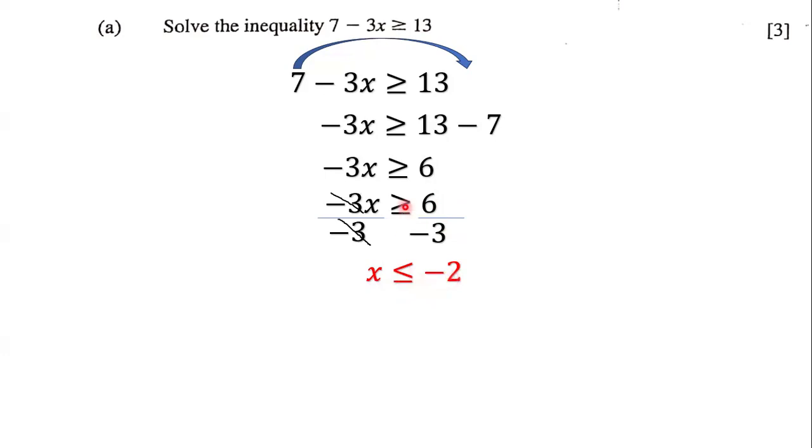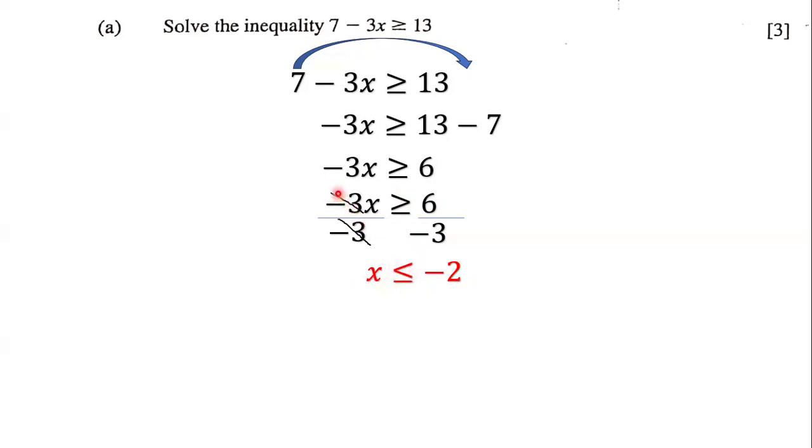Now, why is that? Notice that this was a greater than or equal to sign, but this changed into a less than or equal to sign. And the reason why that's the case is because we divided both sides of this inequality by a negative number. Whenever you divide both sides of an inequality by a negative number, you have to change the sign. And so this was greater than or equal to, but we have to change it to less than or equal to. And that's the answer to this inequality, all right?